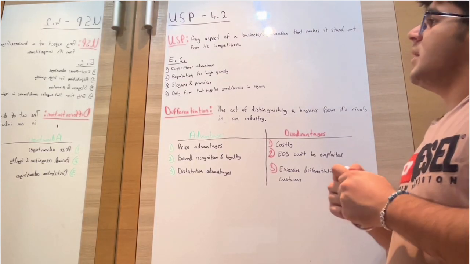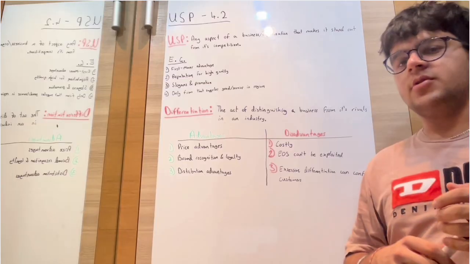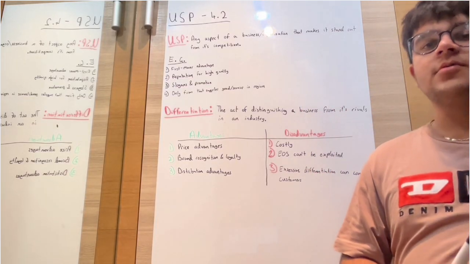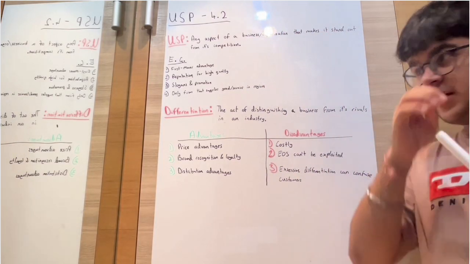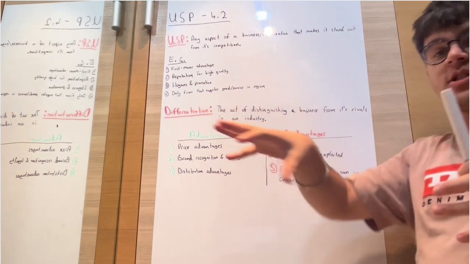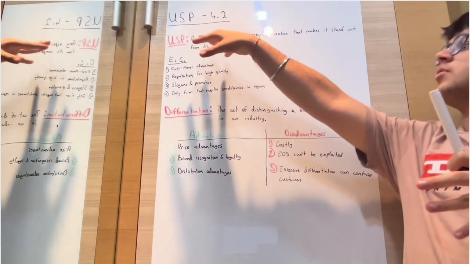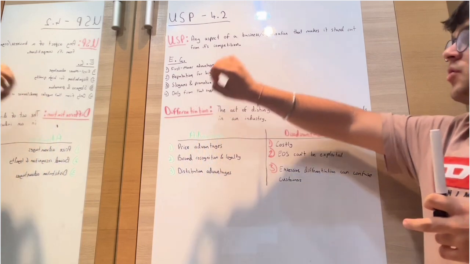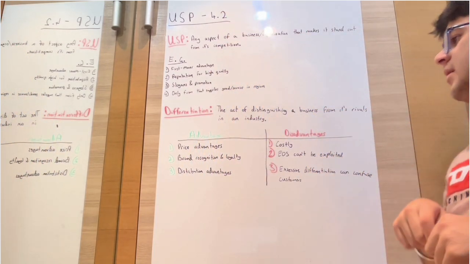Now, when I talk about differentiation, differentiation is, by definition, the act of distinguishing a business from its rivals in an industry. Now, you may think, how is that different from unique selling point? Differentiation is just the act of creating the unique selling point. So the unique selling point is a thing, and you're doing differentiation to create it. Okay? I feel like that breaks it down.